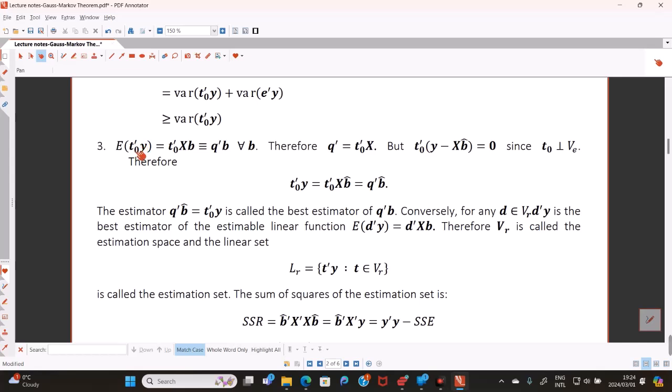The expected value of t naught prime y is equal to t naught prime expected value of y, which is xb, and it is estimable function, and q prime b is estimable function, so it is an unbiased estimator for q prime b. So these are equal to each other. And it was actually the implication of the previous theorem. So we can write q prime as t naught prime x. So we had it already, but we repeat it here again. But t naught prime y minus xb hat is equal to 0, because this belongs to VE.